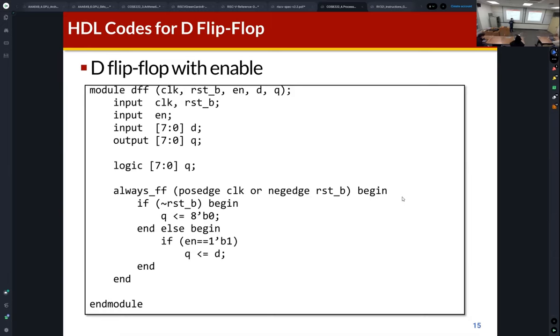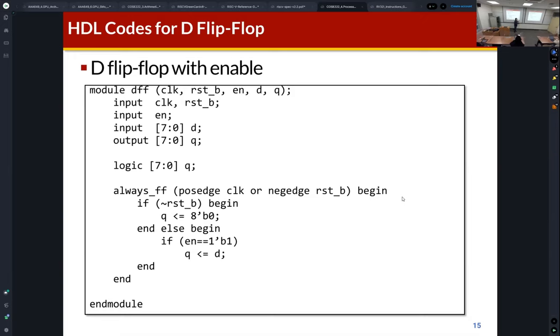Otherwise, which means the normal state, at the rising edge of the clock, you can find it: if enable equals 1, Q equals D. Okay, so it means that at the rising edge of the clock, the flip-flop checks the enable value, and if the enable is 1, then Q is updated.